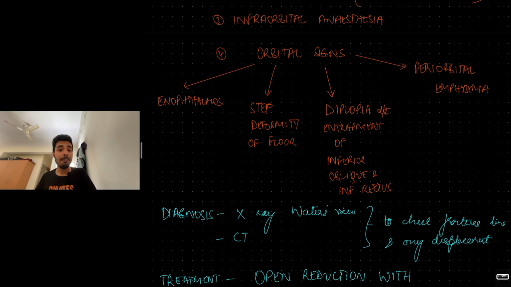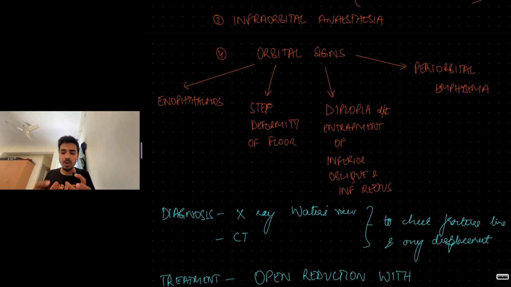Then step deformity of the floor of the orbit. As I'm palpating the floor of the orbit, suddenly I feel a step, a discontinuity, a step-like discontinuity, that is known as step deformity. Why? Because of the fracture of the zygomatic-maxillary suture. Then because of the fracture there, you'll have edema, you'll have swelling, you'll have all that stuff.